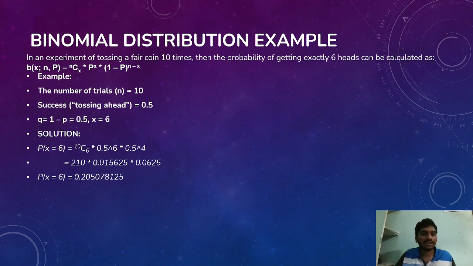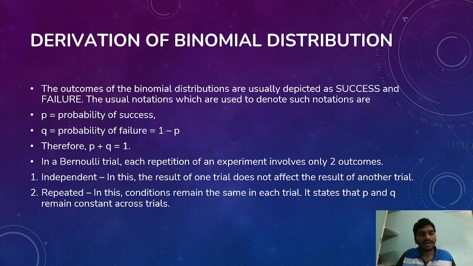The solution for the example is p of x equals 6 equals 10C6 into 0.5 power 6 into 0.5 power 4. And the value can be 0.205078.